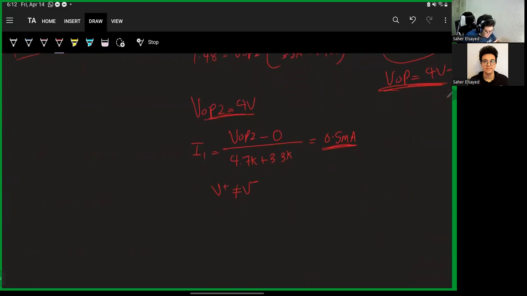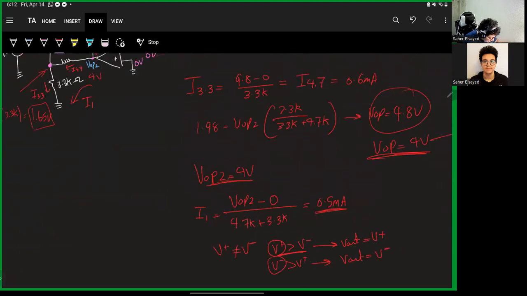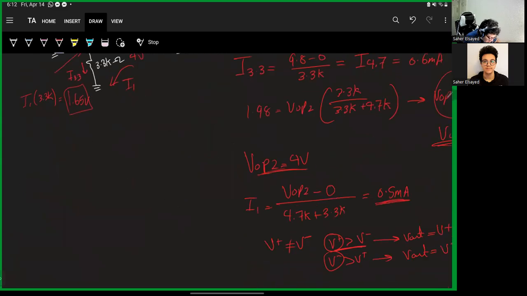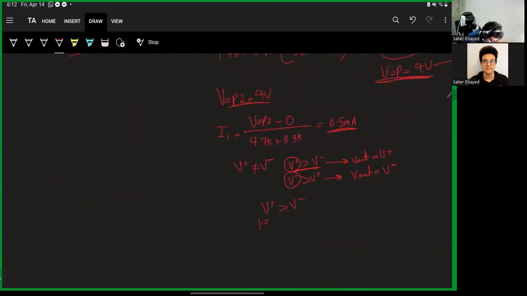Well, the rule says, hear the rule out first. If V plus is not equal to V minus, you will check if V plus is more than V minus, or if V minus is more than V plus. If V plus is more than V minus, you set your V out to be equal to V plus. And if V minus is more than V plus, you set your V out to be V minus. So you set the larger one. In this case, what do we have? We have V plus exceeding V minus, correct? What is V plus? 1.98. What is V minus? 1.65. That's the two values we got.